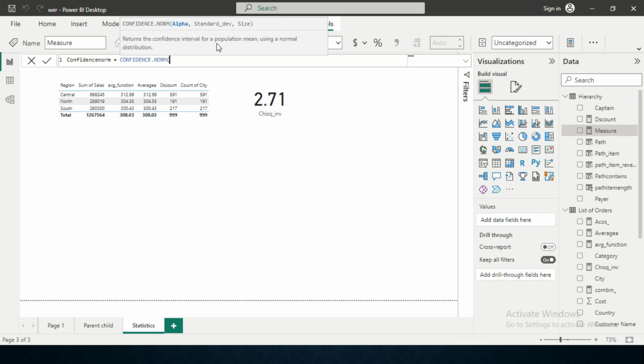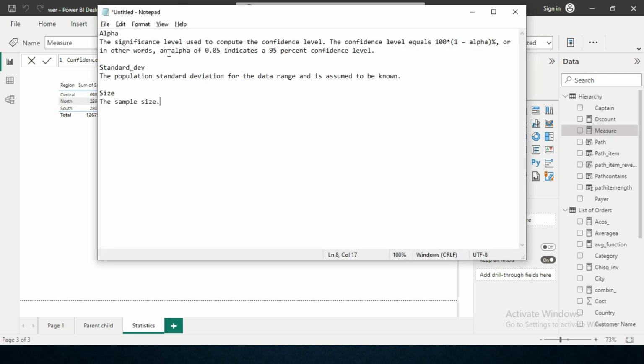To give more explanation, what is alpha? Alpha is the significance level used to compute the confidence level. The confidence level is 100% times 1 minus alpha. So if you give 0.05, then the confidence level of that particular data will be 95%. And now, what is the standard deviation? Obviously, we know that from childhood. Standard deviation is the data range and is assumed to be known, and the size is the sample size of the data.